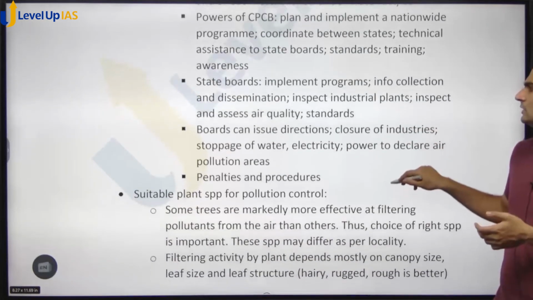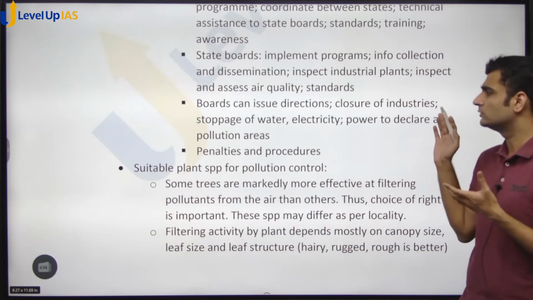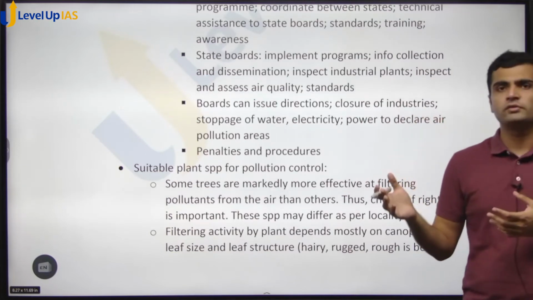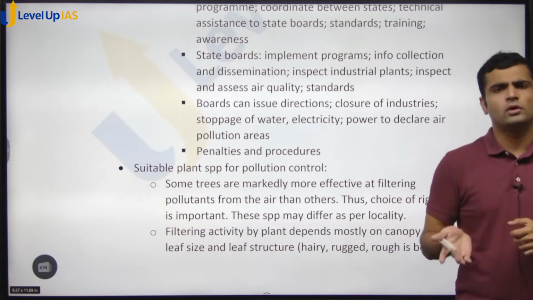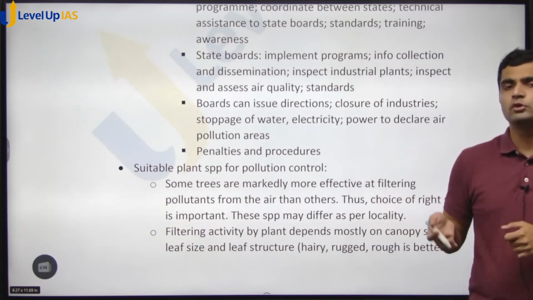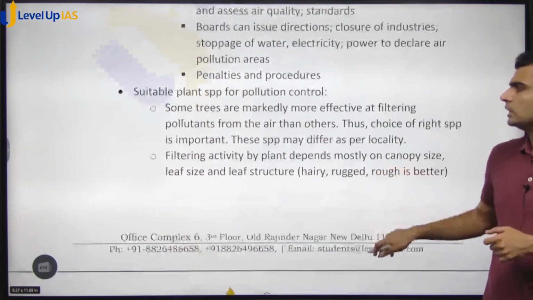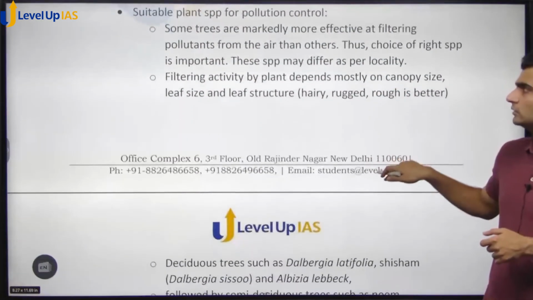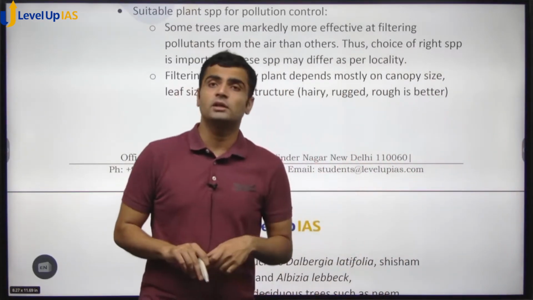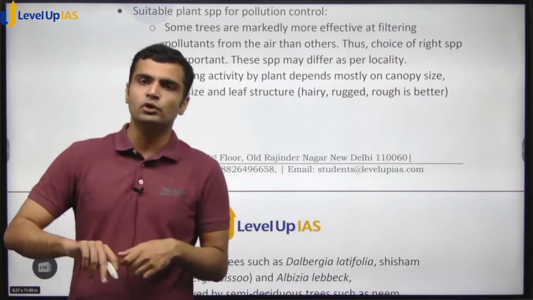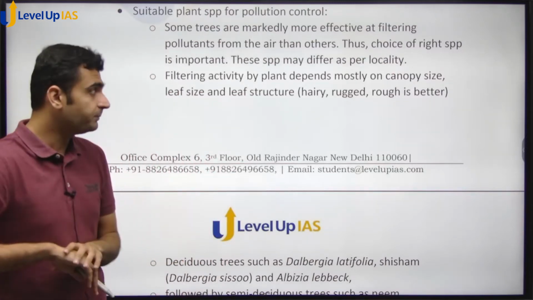These boards can issue directions, they can declare closure of industries on inspection, and they can declare stoppage of water and electricity. They can impose penalties, imprisonments, etc. That is also mentioned here. And now this is the important part which we may not know in detail about. What are the important species, or the most effective species, for pollution control? Okay.